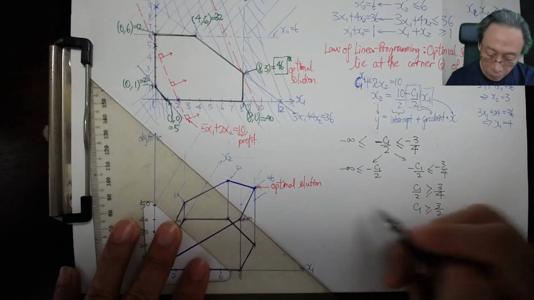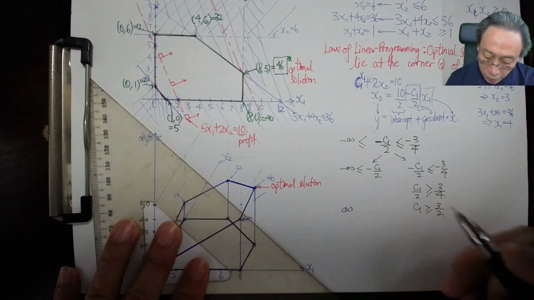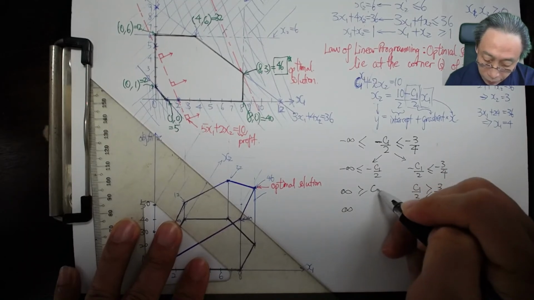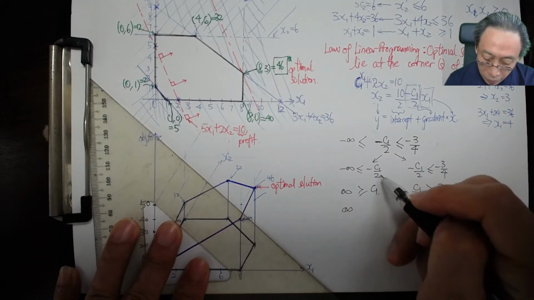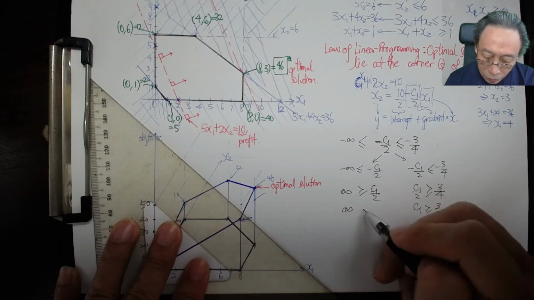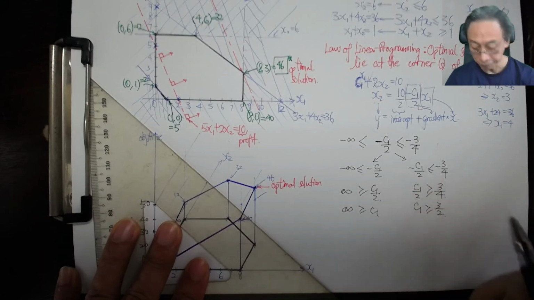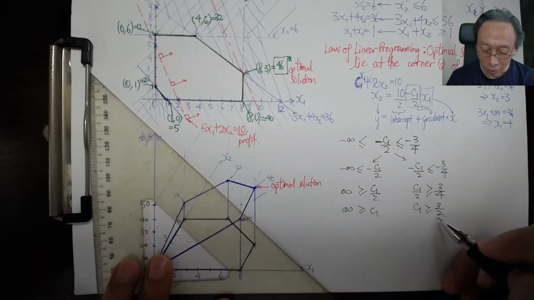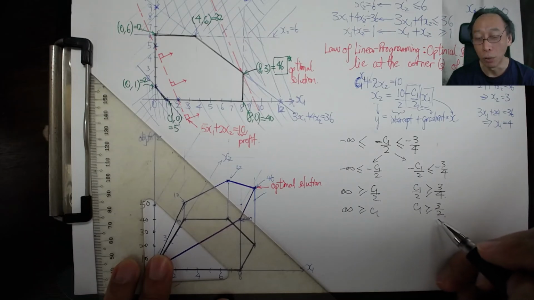Okay, so similarly, we have infinity, change sign, C1, and C1 divided by 2. If we times 2, infinity, we still get infinity. That means C1 just can be any number so long as it's not getting to infinity. But it cannot be too small. So it has to be at least 3 over 2 or larger.